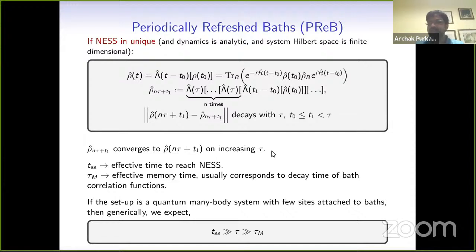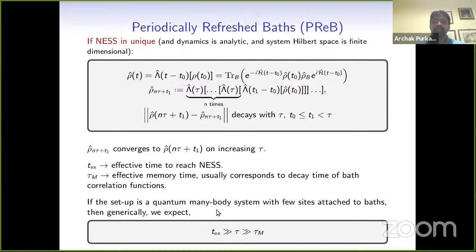Now, what is the value of tau that you would require? So this is a proof, right? This is a mathematical proof. Now this part is not a mathematical proof. Okay, this is just a physical argument. So what is the value of tau that you would require to reach a reasonable convergence, let's say? So that value of tau is of this kind. T_SS is some effective time to reach this non-equilibrium steady state in the full evolution, and tau_m is the finite memory time. So I've been talking about this finite memory time, and that's this thing.